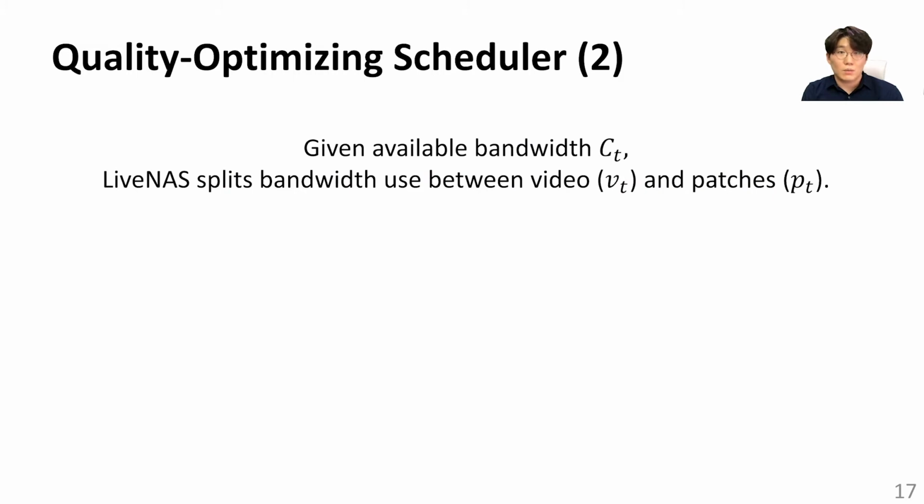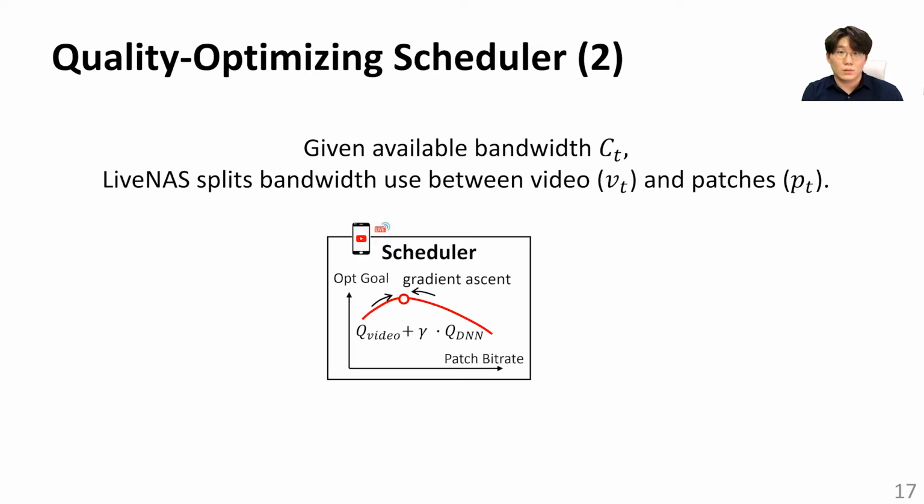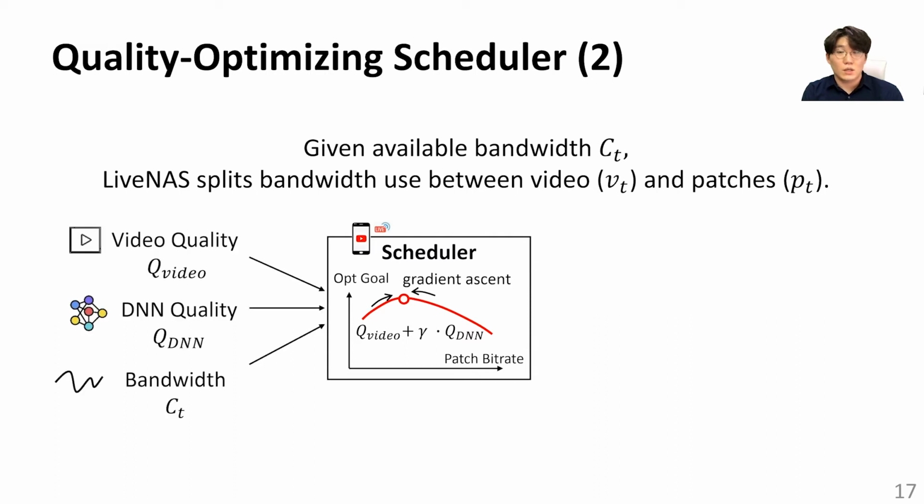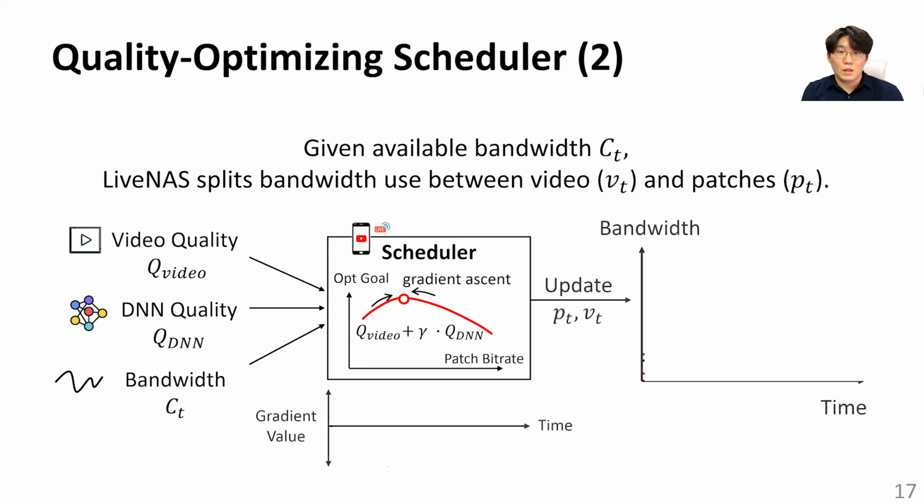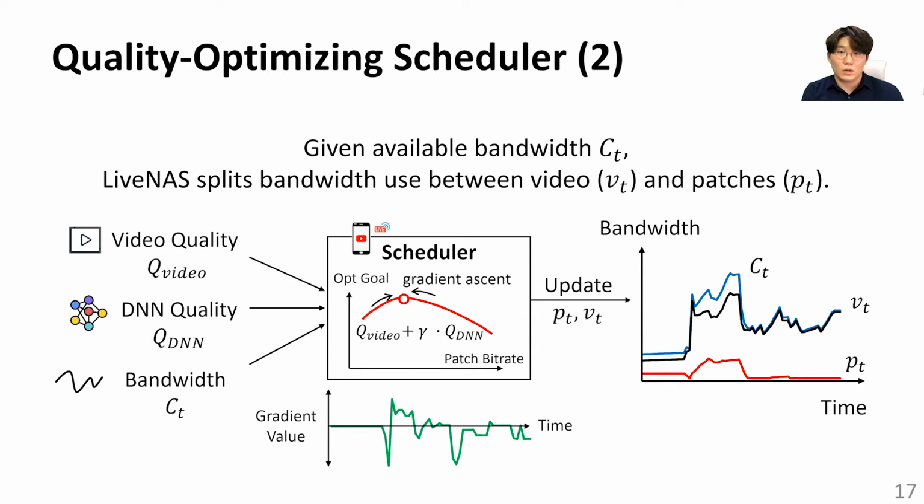This allows us to apply gradient ascent approach. Therefore, our quality optimizing scheduler applies gradient ascent to find patch bitrate that leads to maximum video quality. The scheduler takes measurement of video quality, DNN quality improvement, and the estimate of available bandwidth from the transport layer. Then it updates the target bitrate of patch, video, respectively.